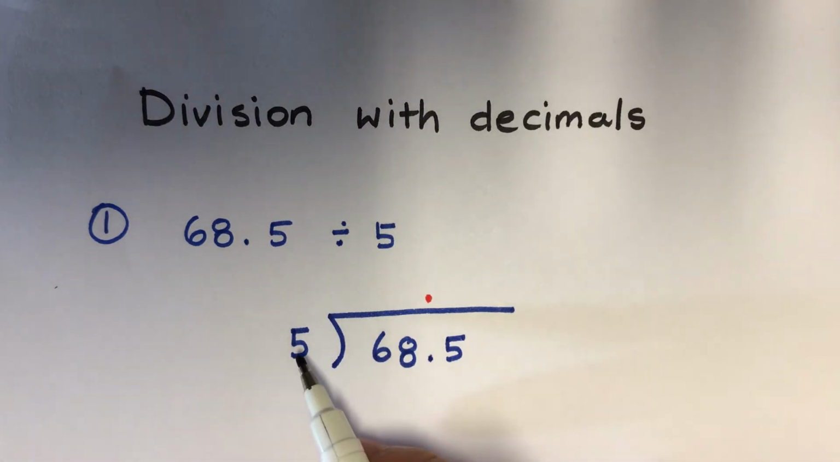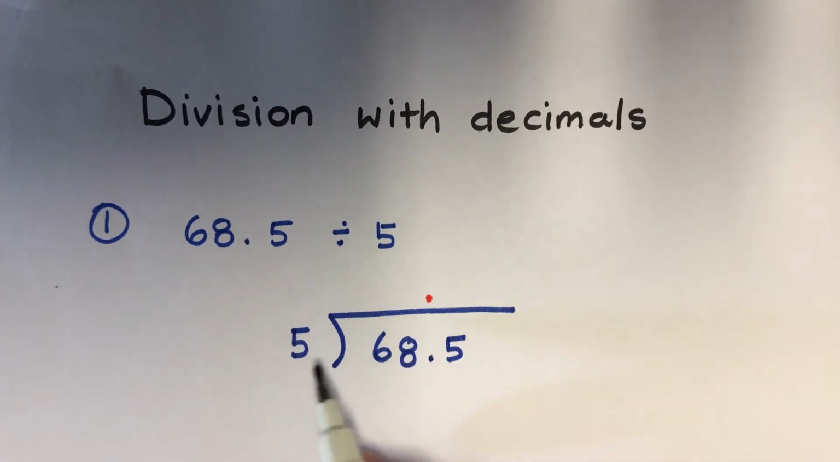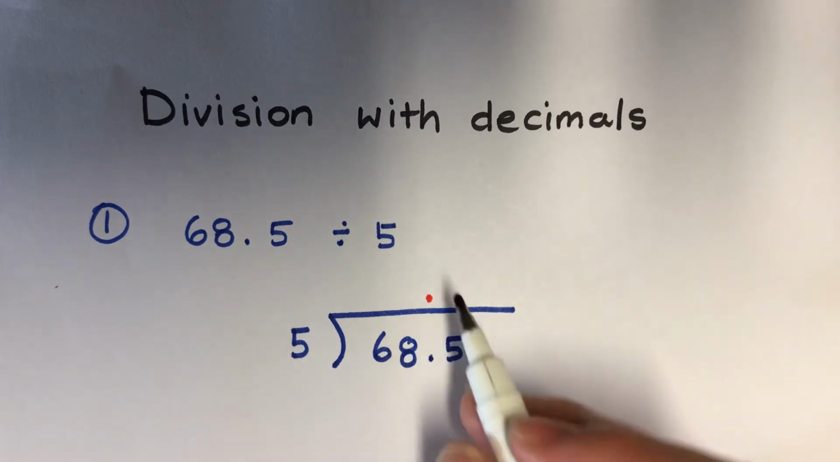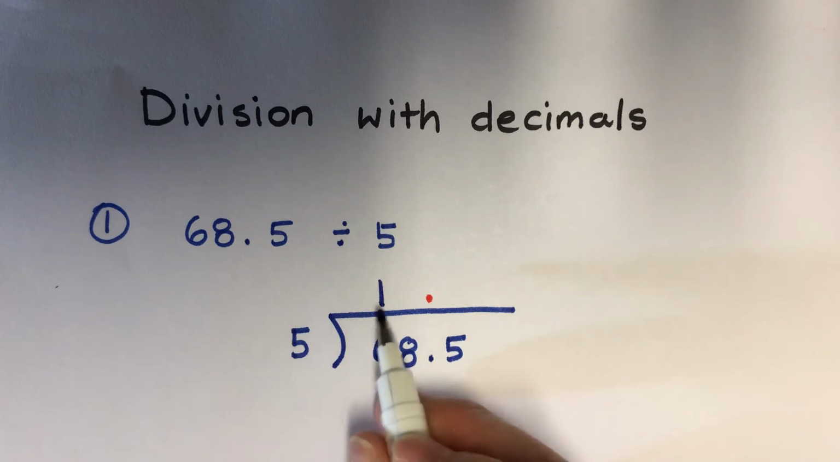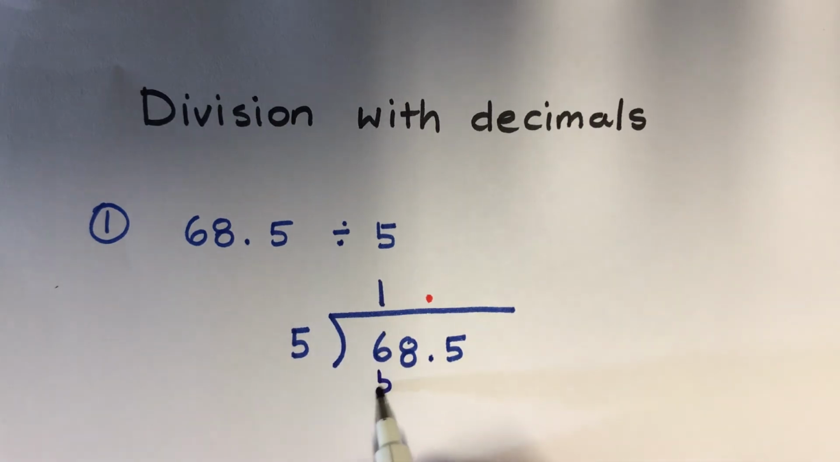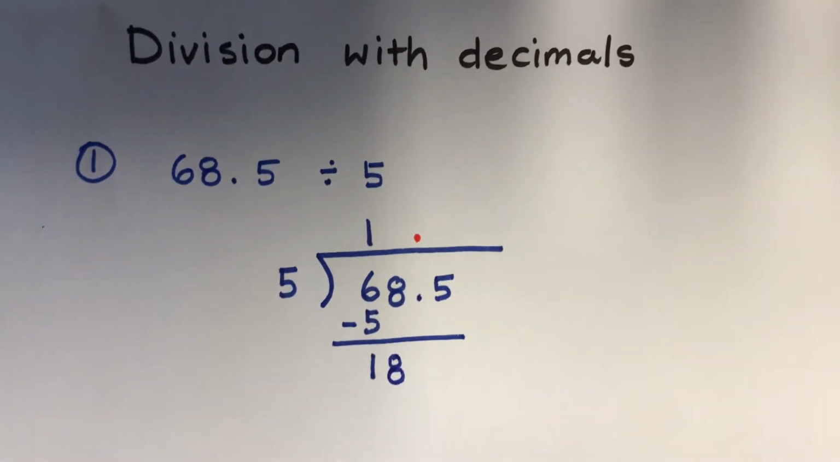Now, let's have a look. How many 5's go into 6? So we're going to go in one at a time, okay? So how many go in there? Ones. And that'll be 5 times 1 is 5. And I'm going to take that away, and I'm left with 1. Now, 5 cannot go into 1, so I'm going to bring this second number down.